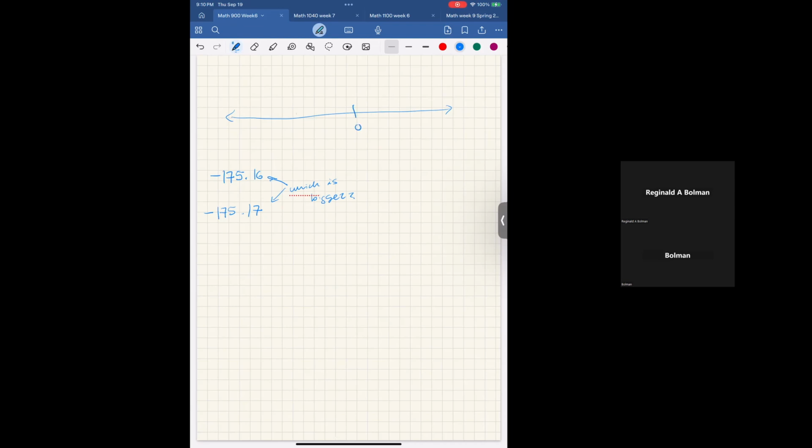place a zero somewhere, and then along the number line, you would, of course, travel negative 175.16 units to the left, because that is in the negative direction, and you'd place your negative 175.16. And then to the left of that, you would have negative 175.17 because it is a smaller number than negative 175.16. Or said another way, it's more negative perhaps than negative 175.16.